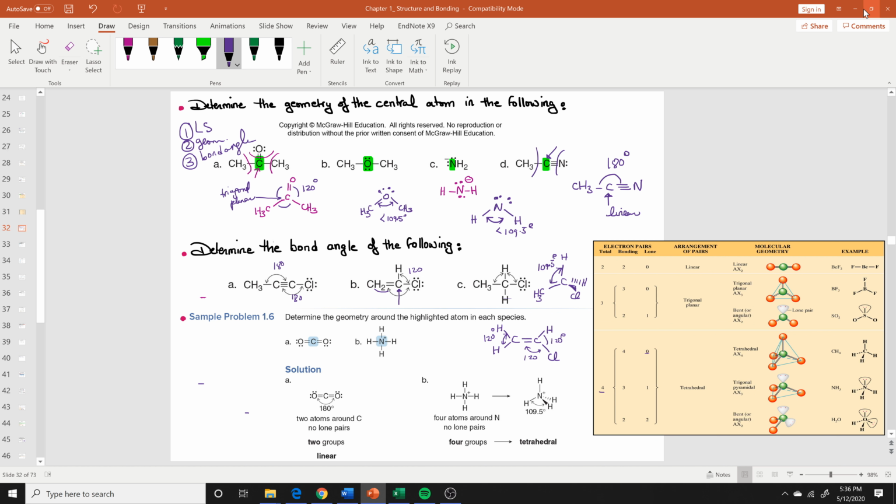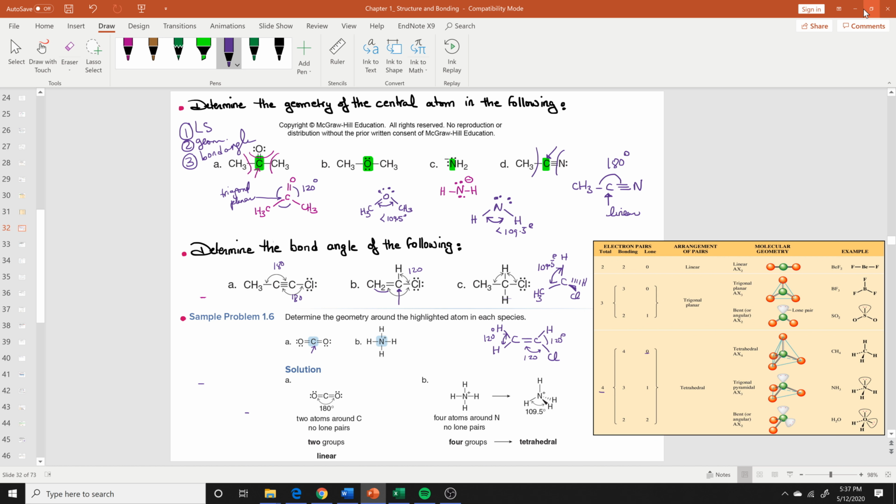Same thing, determine the geometry around the highlighted atom. So this carbon over here is connected to 2 groups. So you have 2 and 0. Then the geometry is going to be linear. So this column here is for the geometry. Again, this column is for the shape. The geometry is going to be linear. The bond angle is 180.